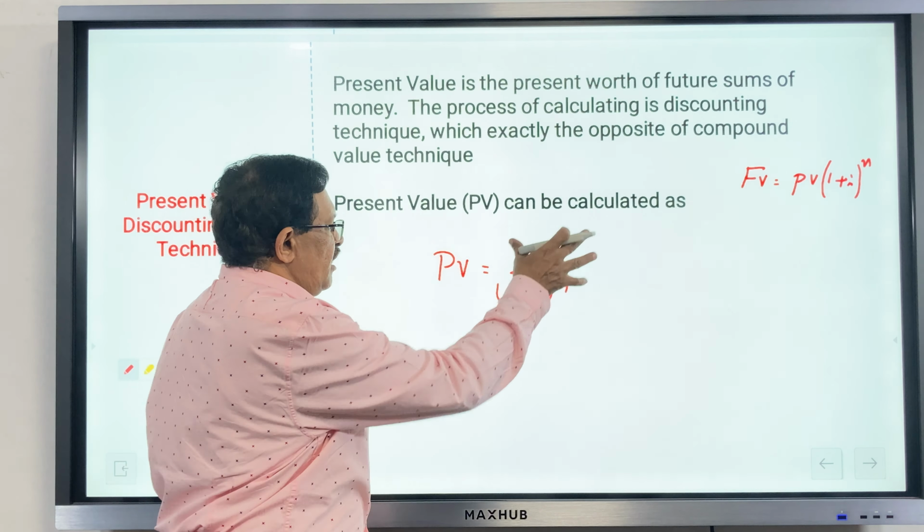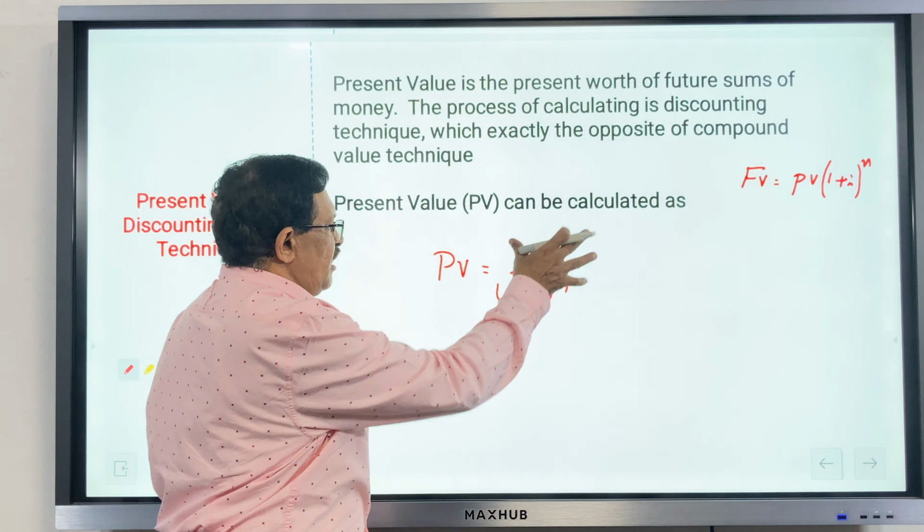And if you know the I, that we call the discount rate, then the present value is equivalent to the future value divided by (1 plus I)^n. Here we call this I the discount rate.